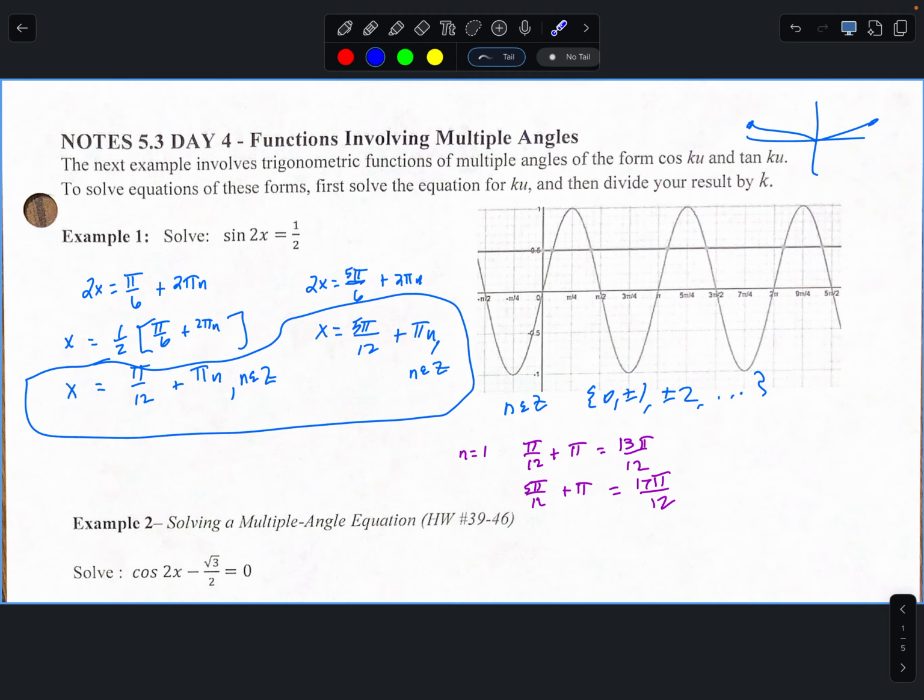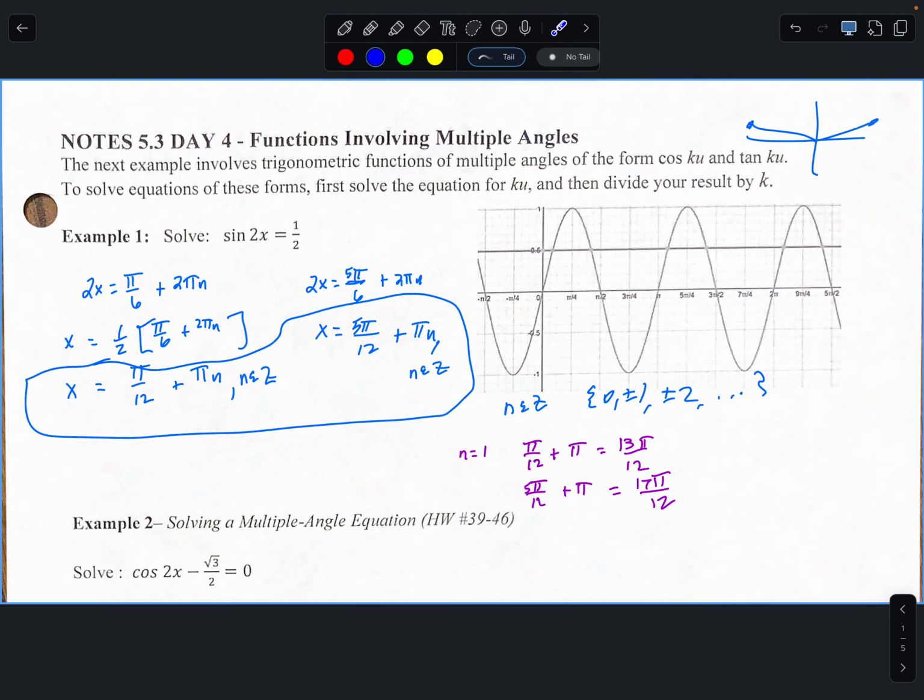It is just that this is my angle, and so just think of this as theta, and what angles is sine 1/2? Pi 6 and 5 pi 6. But since it's not actually just x, it's 2x, we start with the 2x here and then divide. But you need to notice the order of this. You write the infinite solution set before you divide by 2. That's important. All right, so solving a multiple angle.